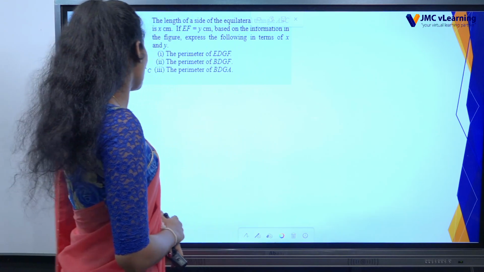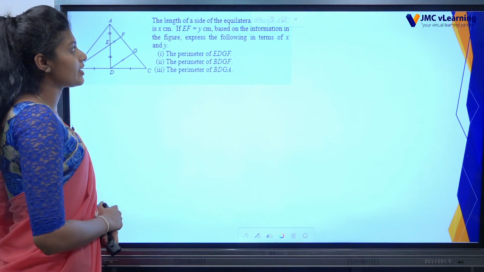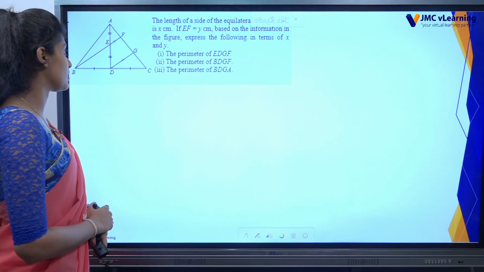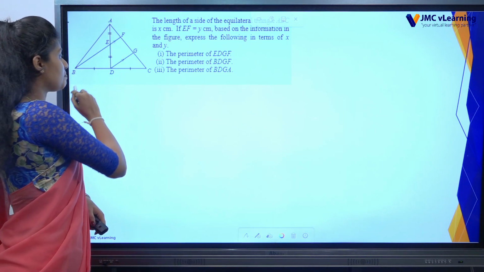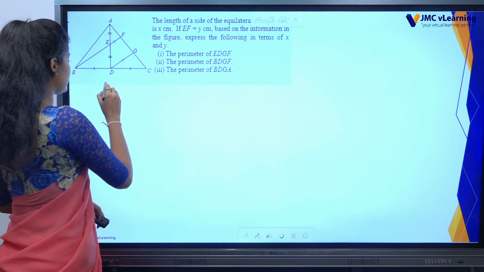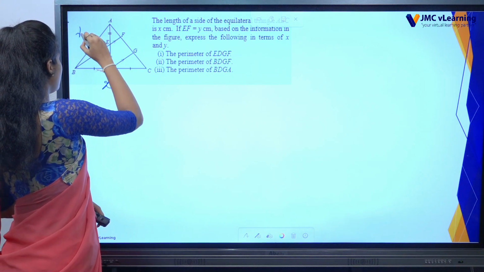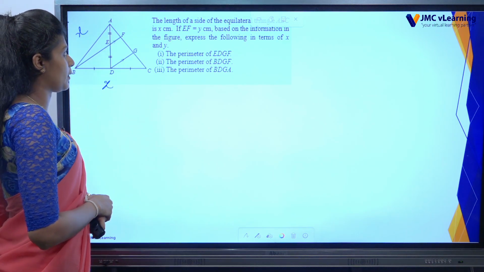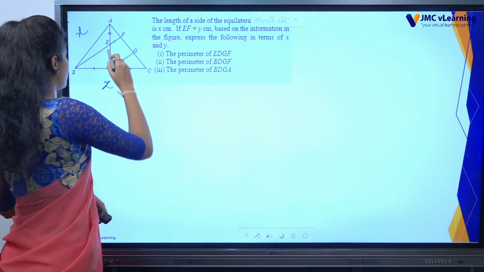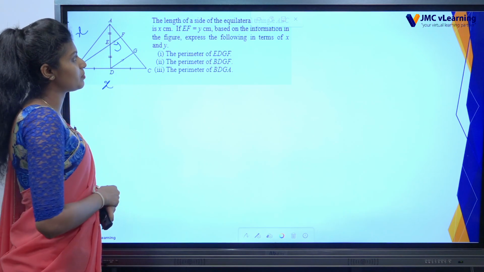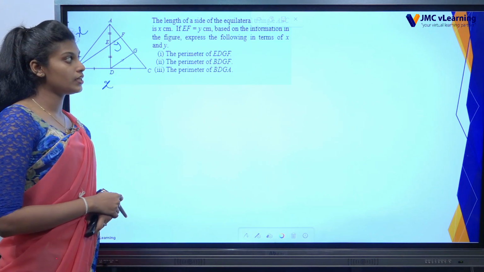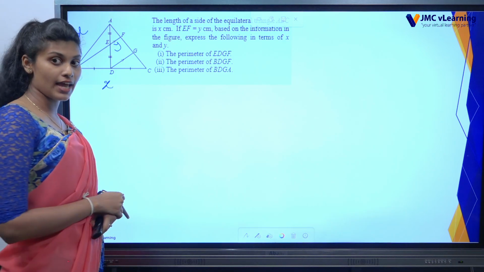Let's move to next example. The length of a side of the equilateral triangle ABC is x centimeter. That means here AB, BC and AC length are equal. It is x centimeter. Here all lengths are x centimeter. If EF equals y centimeter, EF is y centimeter. Based on the information in the figure, express the following in terms of x and y.